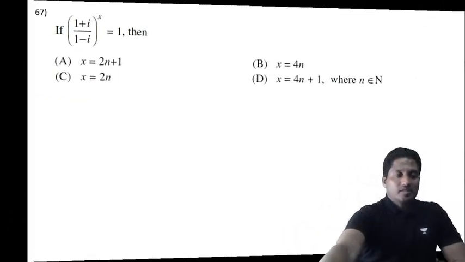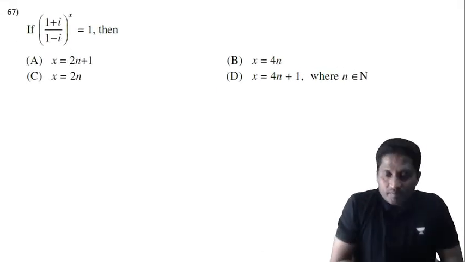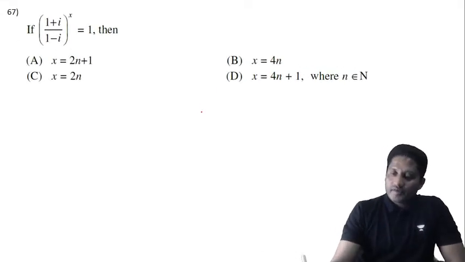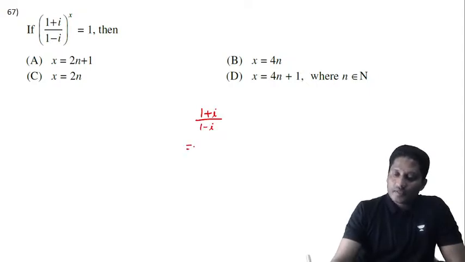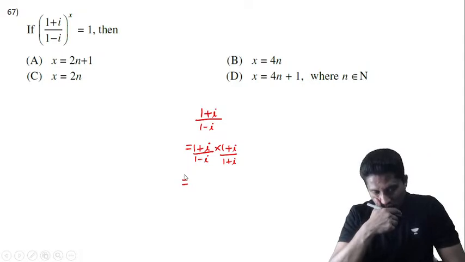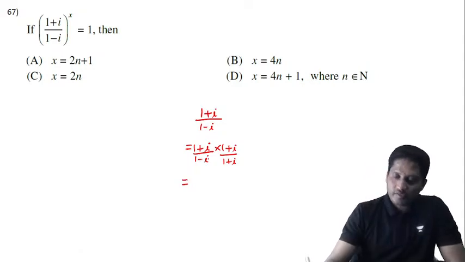Right, question number 67. See, actually, i to the power of a multiple of 4 is always 1. Suppose this is 1 plus i by 1 minus i. This is 1 plus i by 1 minus i into 1 plus i by 1 plus i, multiplying and dividing by its conjugate. Just check your key once.